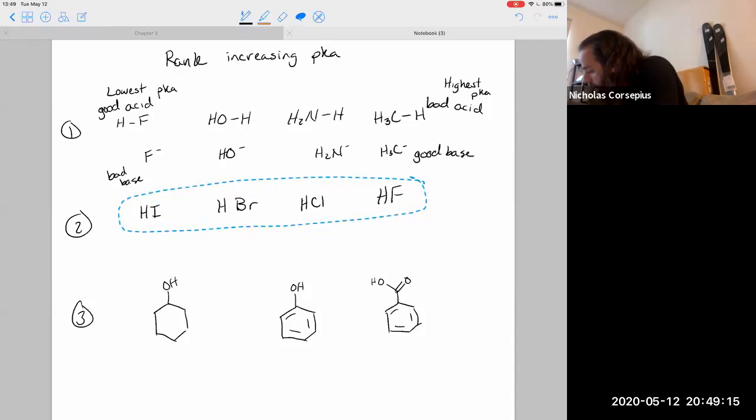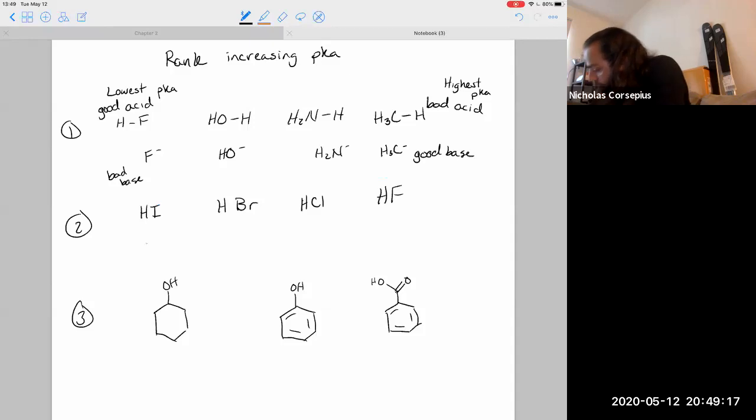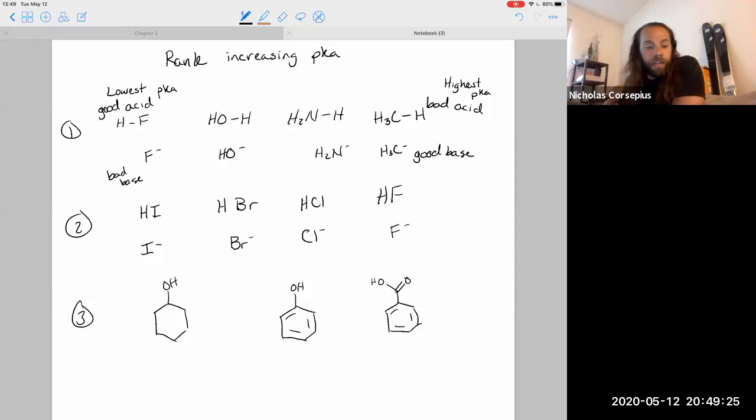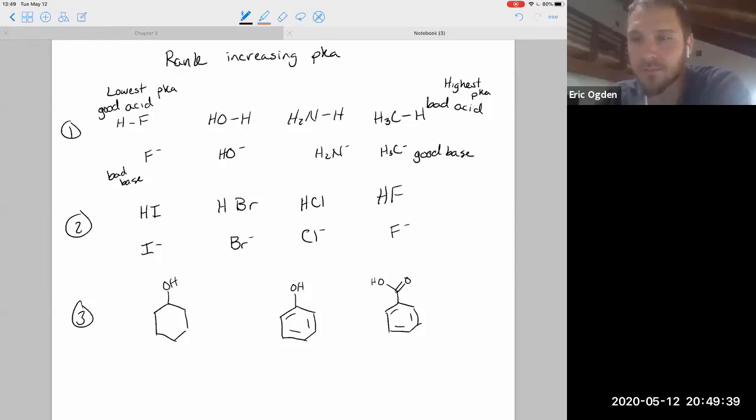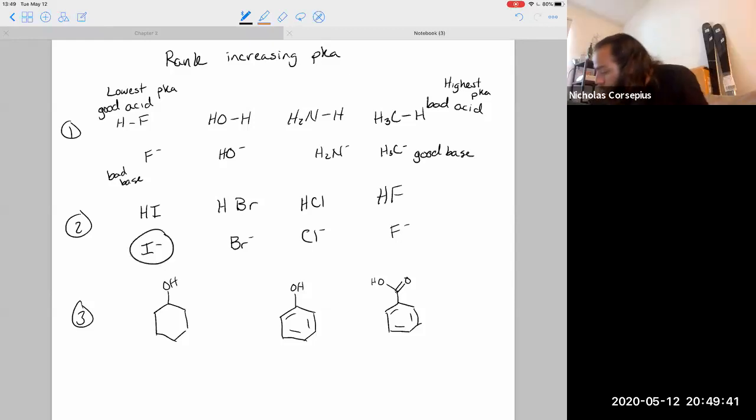All right, and it's the exact same as before in terms of the stability of these ions, but now it's not going to be an electronegativity argument, right? That works when they're all in the same row. When you're talking about the difference between an iodide and a fluoride ion, what's the biggest difference between those two? The size. Size, absolutely, right? This one is huge, and this one is super tiny.